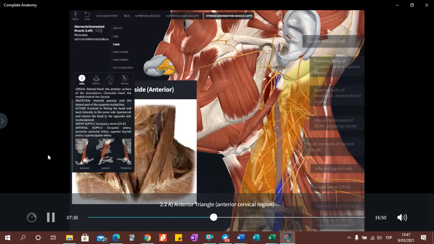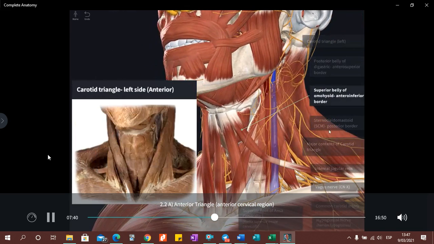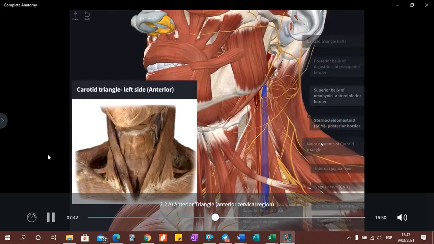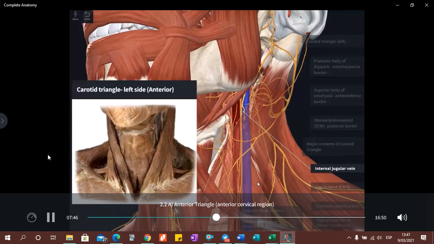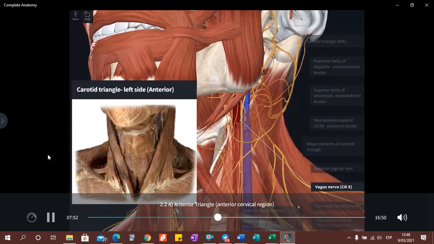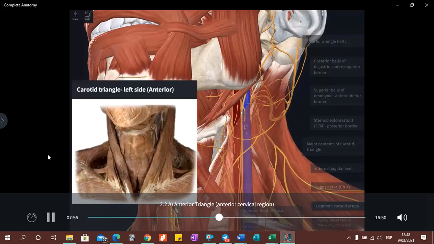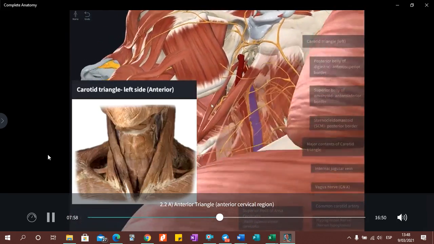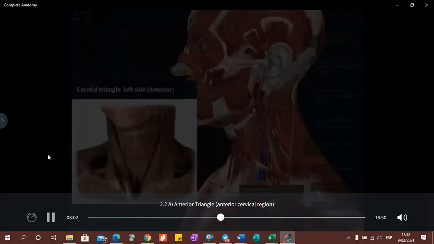See, if I fade the sternocleidomastoid muscle like this, we have a better view of all the structures that will be deep to it. Here are the different muscles, and here is the major contents. So the internal jugular vein extends all the way up and down here. Your vagus nerve, and your common carotid artery. This is before it actually splits. It splits a little bit higher up into the internal and external carotid arteries.